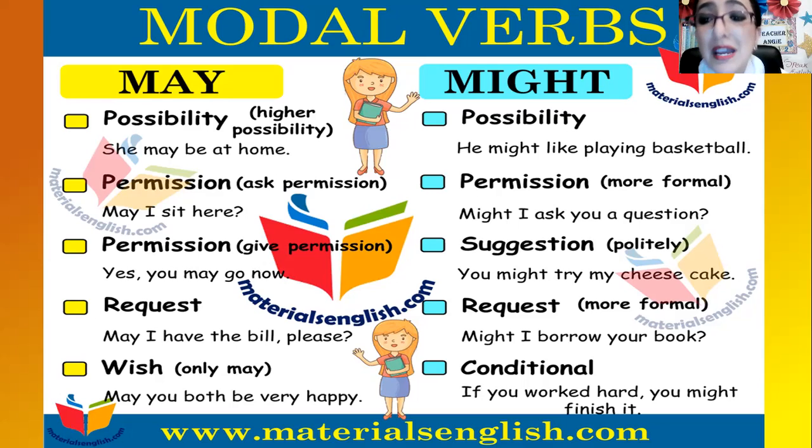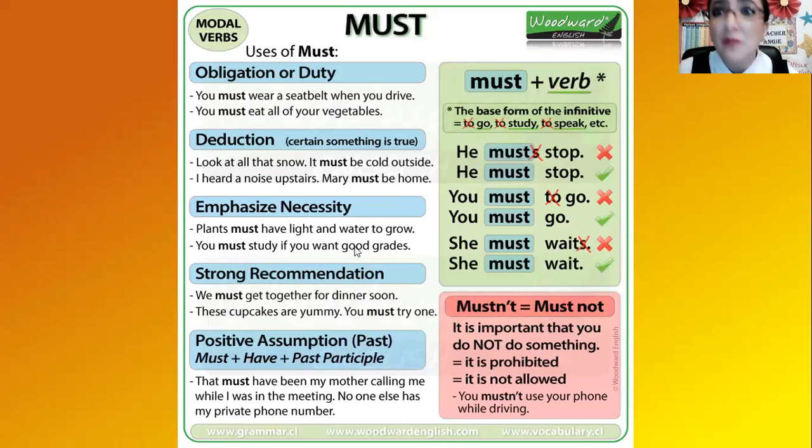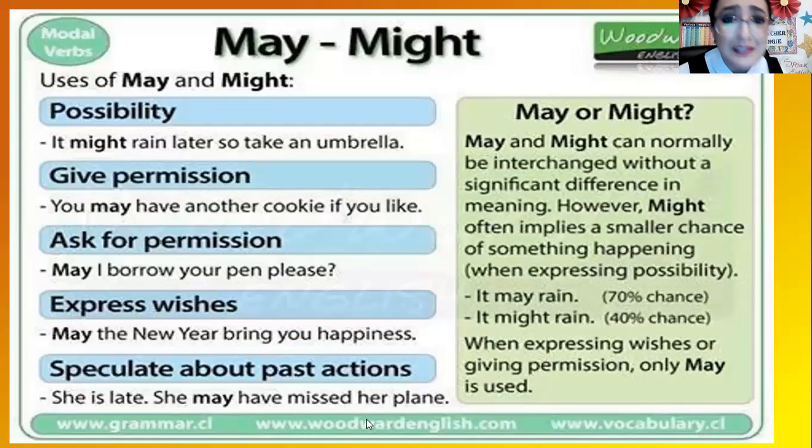Excellent. Or for suggestions, might. Politely, you might try my cheesecake. Deberías probar mi pastel. What do you think? How do you feel? Easy or difficult? Kind of, right? Kind of. So these are going to be the difference between must, that is obligations, deductions, emphasizing necessities, strong recommendations or assumptions in past participle.